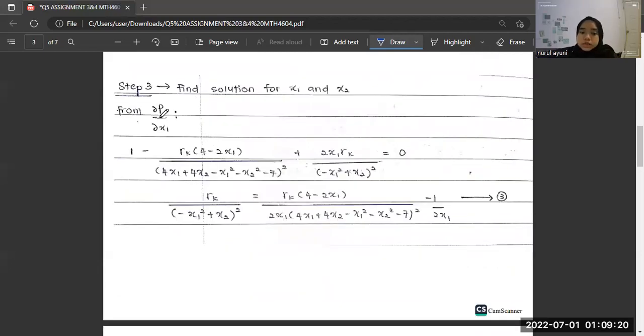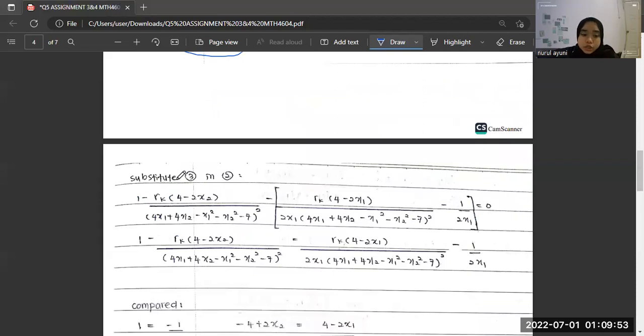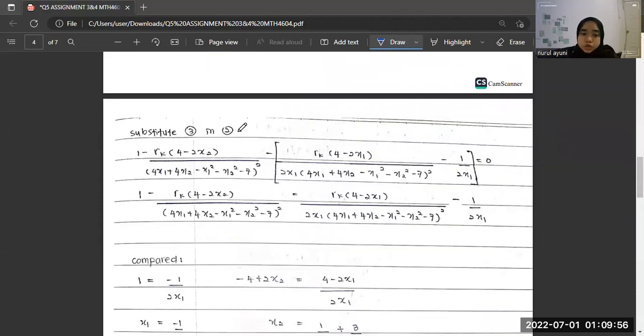From the differentiation with respect to x1, we get this equation. Then I leave this term alone and transfer the other terms to the other side, and I label the equation as equation number 3. Next, I substitute equation number 3 into equation number 2. Then I will get this equation.